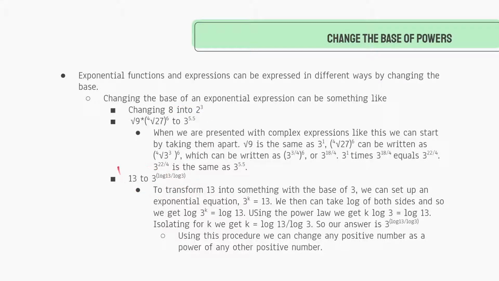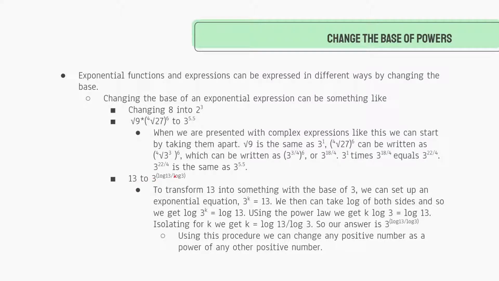Next, let's talk about this bad boy here. You may be thinking, what did we just do? We took a whole number and changed it to the base of 3. First of all, 13 is a prime number. It doesn't even factor. So how did we do this?